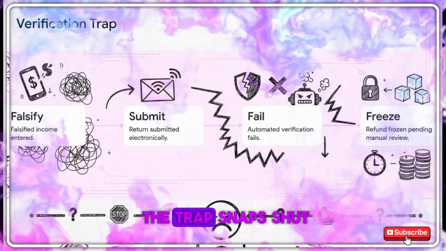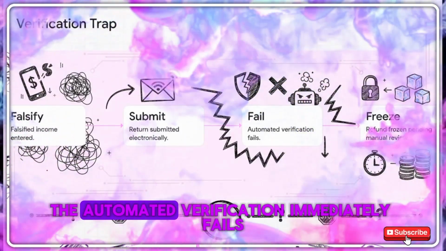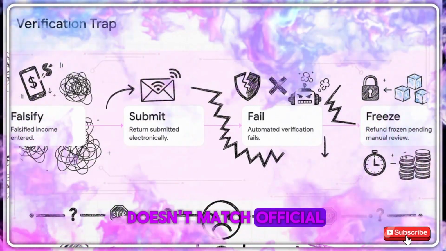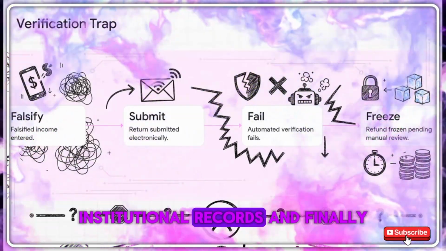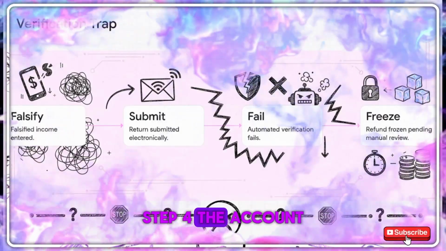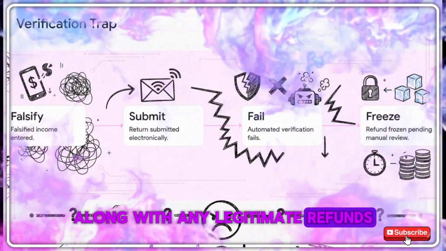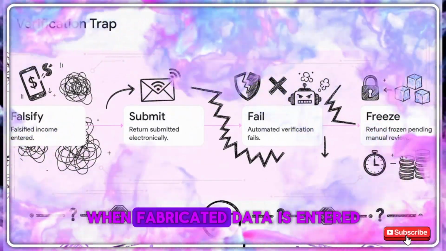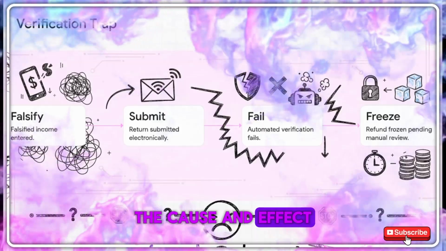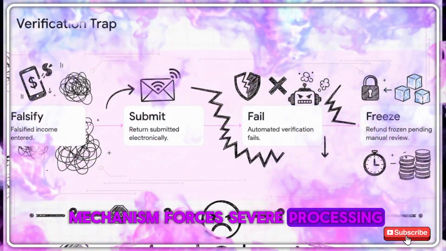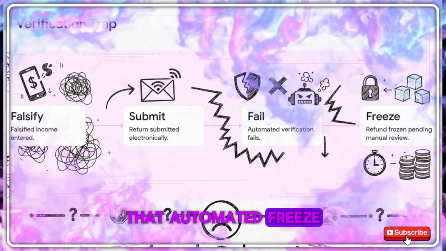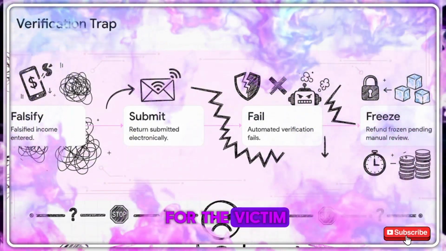Step 3 is where the trap snaps shut. The automated verification immediately fails because the fabricated data doesn't match official institutional records. And finally, Step 4, the account, along with any legitimate refunds, is frozen pending a rigorous manual review. When fabricated data is entered, the cause and effect mechanism forces severe processing delays. The system's own defense mechanism, that automated freeze, becomes the ultimate punishment for the victim.